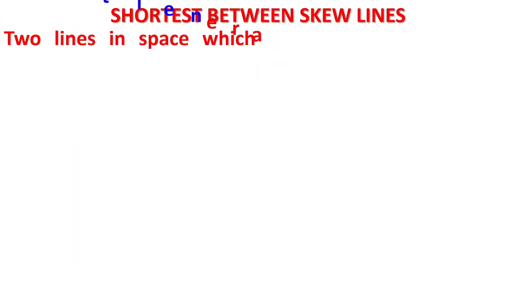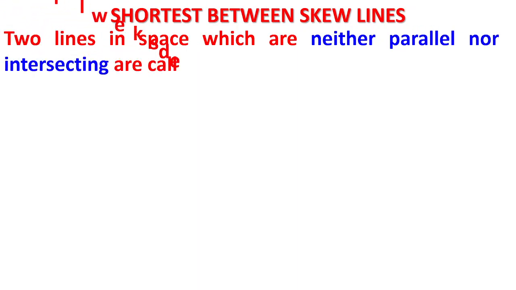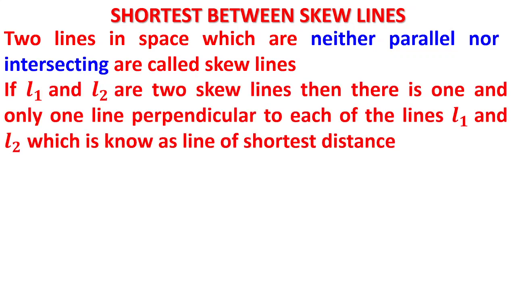Now let us go to the next interesting idea, shortest distance between skew lines. Two lines in space which are neither parallel nor intersecting are called skew lines. They are all special lines. If L1 and L2 are two skew lines, then there is one and only one line perpendicular to each of the lines. This is very, very important.